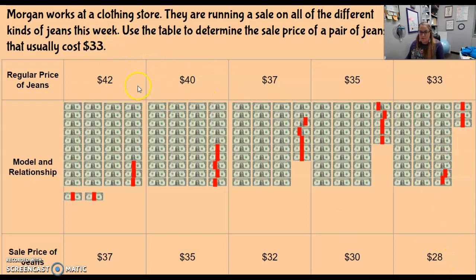So I was able to figure out the question for how much would it cost. If they usually cost $33, how much would they cost if they were on sale? I know it's 28. But I want you to think about something. What's the relationship between the regular price and the sales price? What did we do every single time? Turn and talk to somebody near you. Did we add? Do we subtract? Do we multiply? Or do we divide?